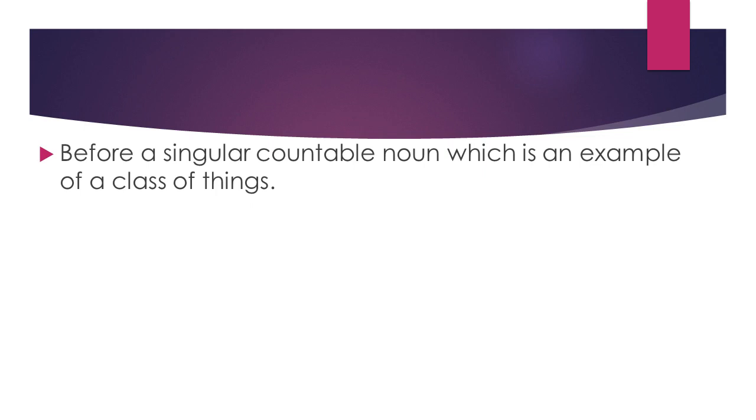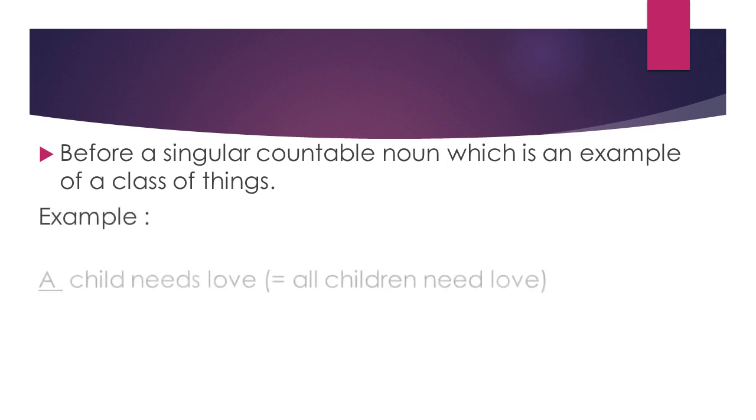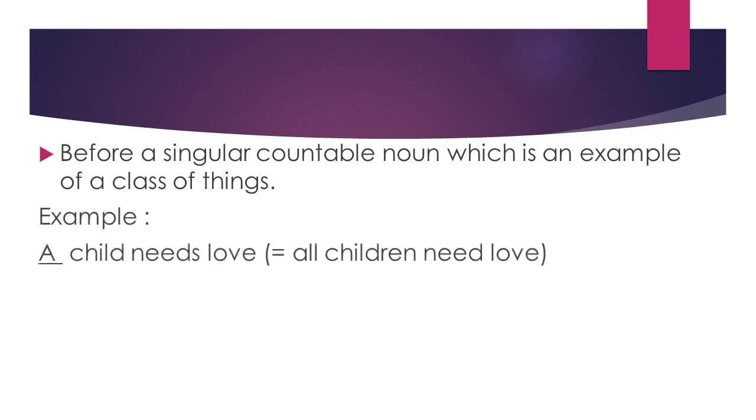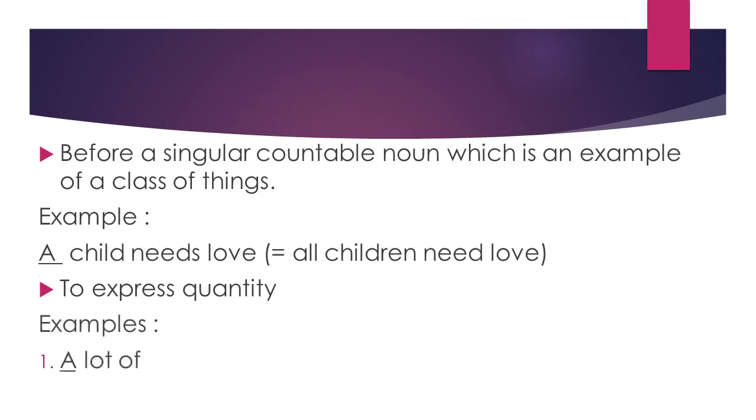Before a singular countable noun which is an example of a class of things. For example, a child needs love. Though we know that all the children need love, here we are talking about a class of all the children, and we are mentioning only one child, so we'll use a. A child needs love. To express quantity. For example, a lot of, a bit of.